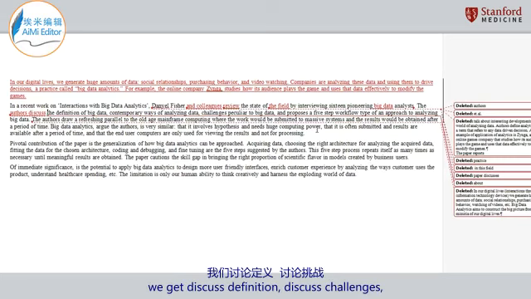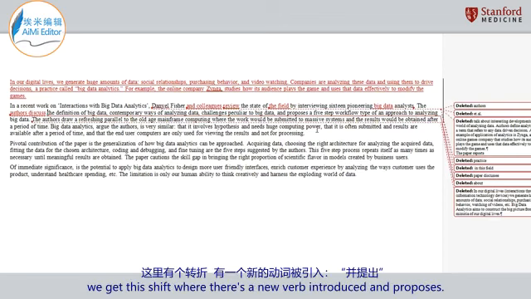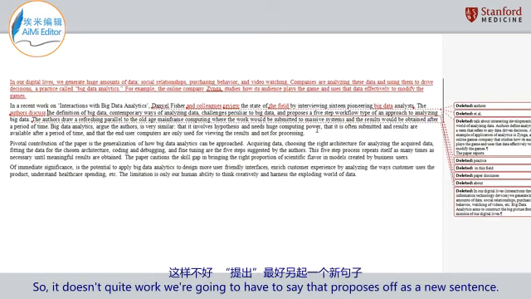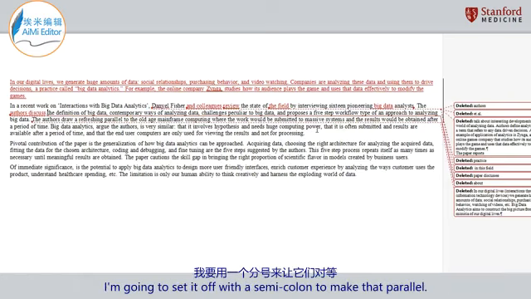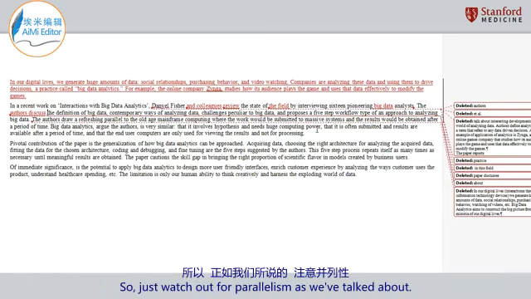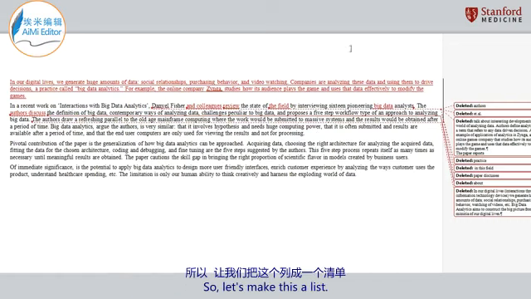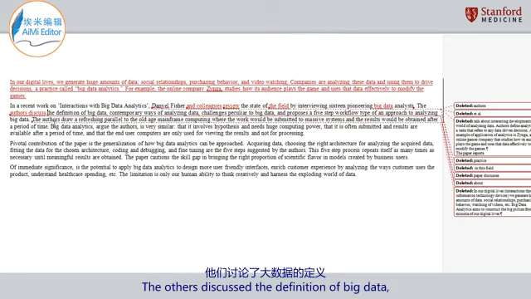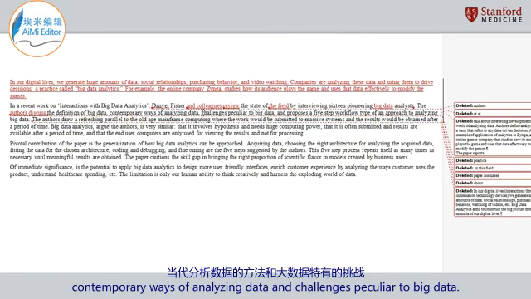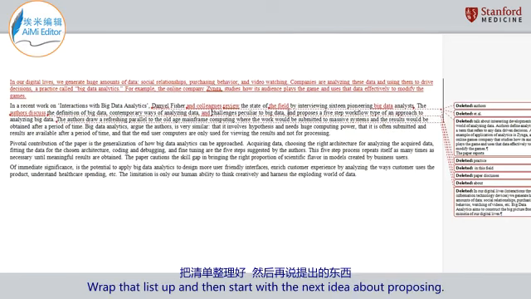We get discuss definition, discuss challenges, discuss contemporary ways, and then we get this shift where there's a new verb introduced, and proposes. So it doesn't quite work. We're going to have to set that proposes off as a new sentence. I'm going to set it off with a semicolon to make that parallel. So just watch out for parallelism as we've talked about. So let's make this a list. The authors discuss the definition of big data, contemporary ways of analyzing data, and challenges peculiar to big data. Wrap that list up and then start with the next idea about proposing.